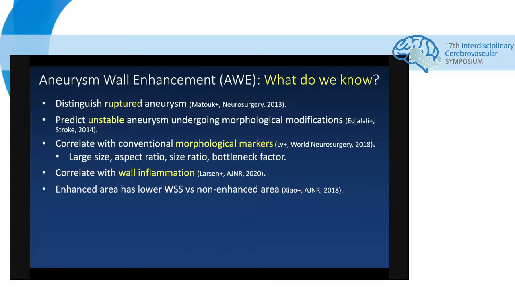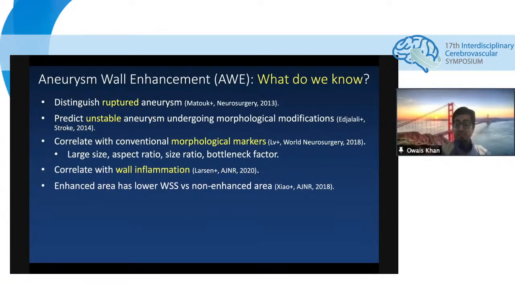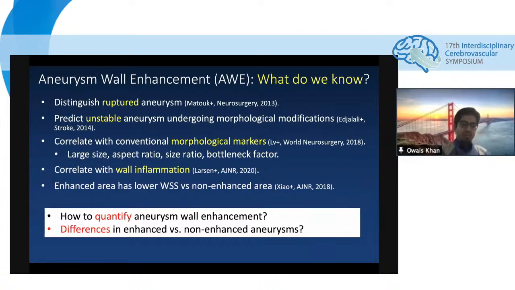This is what we know from the literature, and I know lots of other studies have been published, but I don't have time to go through all of them. I've just listed the main points. So what's the addition that we are trying to bring in? The first thing I noticed was that there are very few robust methods to actually quantify this wall enhancement. Secondly, once we have quantified it, can we correlate this enhancement metric, whatever that may be, with hemodynamic parameters and distinguish enhanced versus non-enhanced aneurysms?